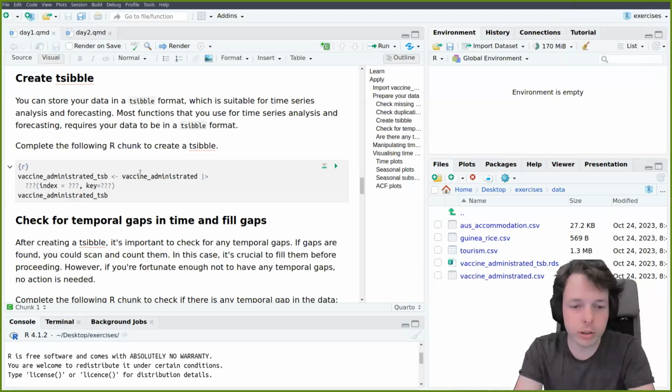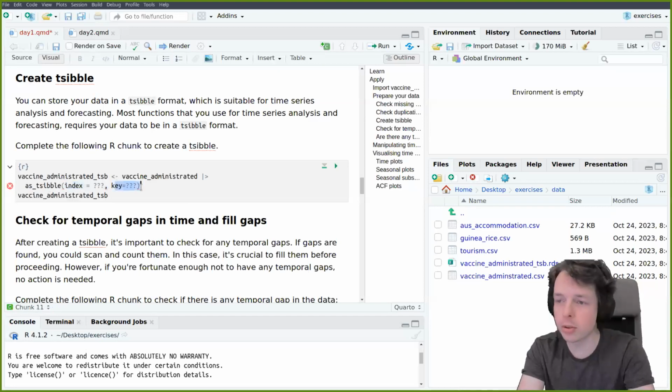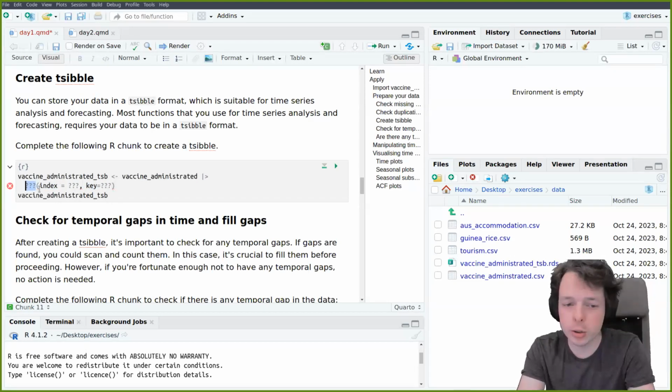So like we saw in day 1, to create a tibble, we start with our data set that was created earlier in previous chunks, and then which function is needed to convert a tibble into a tsibble? That would be as_tsibble, similar to what we would have talked about in the learn section. What are the index variables and what are the key variables? So it's all about filling in the blanks, the question marks. And then when you finish filling in the question marks, you can try running your code to see if it worked.